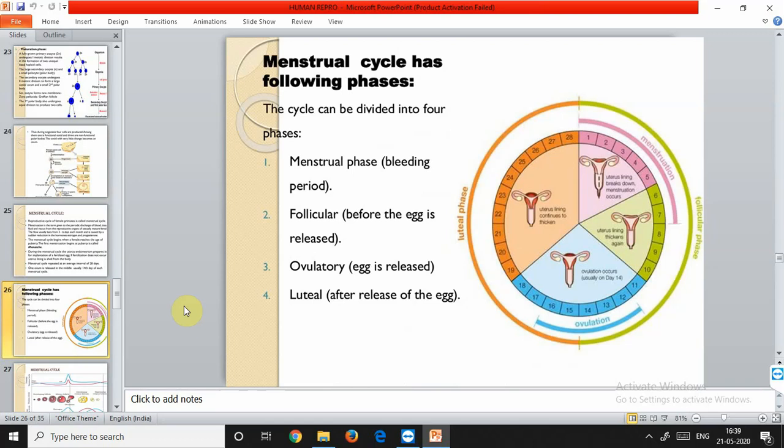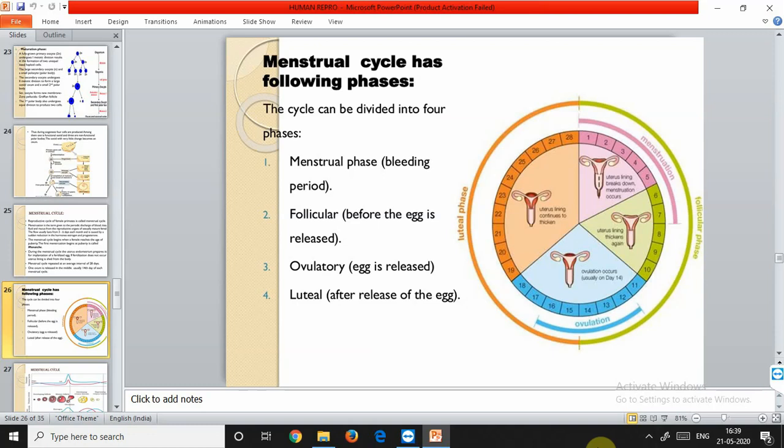Now what happens in the menstrual cycle? The menstrual cycle includes 4 phases. The menstrual phase, that is the bleeding phase. Then comes the follicular phase. This follicular phase is the phase just before the egg is released. So when the egg is not released, the follicular phase is running, but once the egg is released, the follicular phase ends. And the bleeding phase, as I told you, is the menstrual phase itself. Then comes the ovulatory phase. What happens in the ovulatory phase?